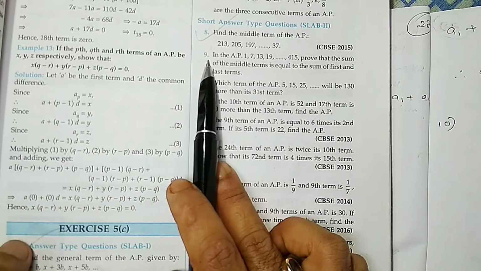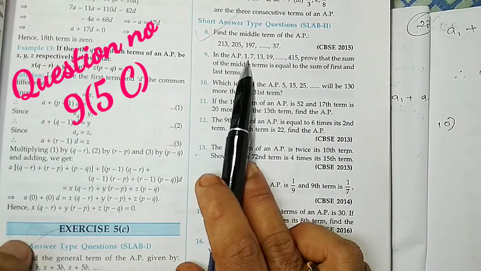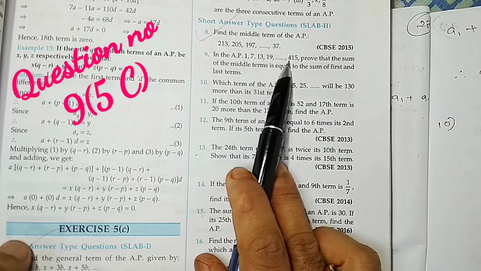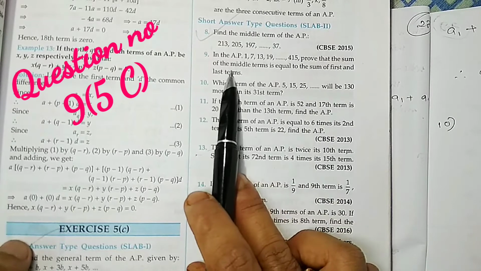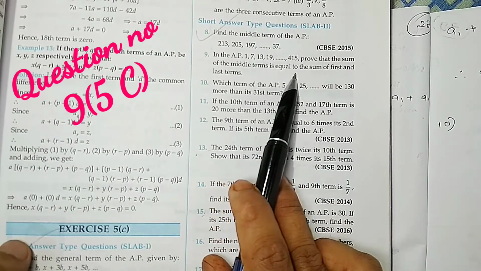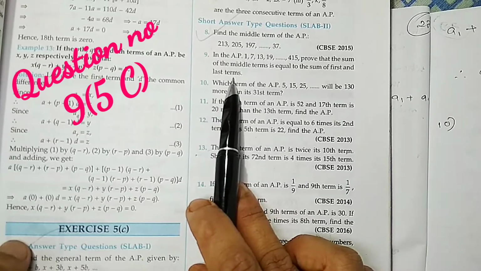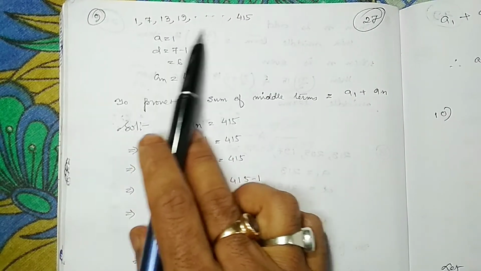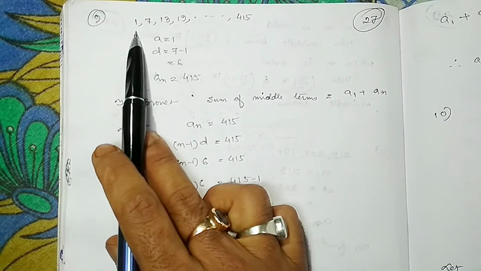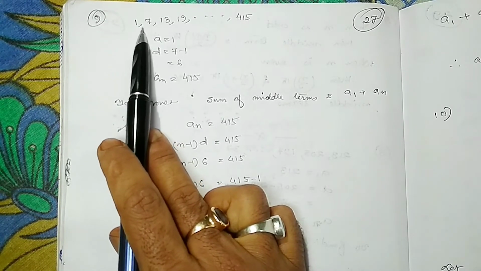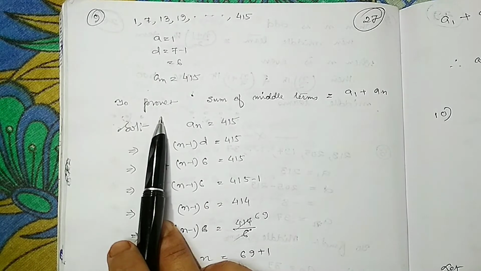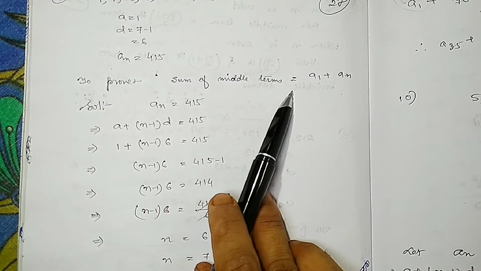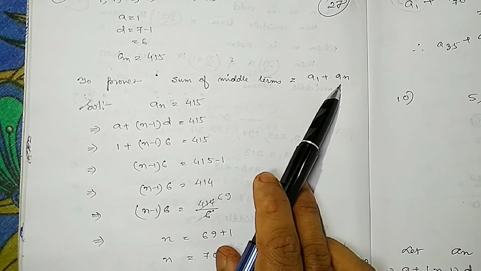In question number 9, it is given in the AP 1, 7, 13, 19 up to 415, we are to prove that the sum of the middle terms is equal to the sum of the first and last term. Just like the previous sum, here also I don't know the value of n. So a is 1, d is 7 minus 1, 6, and an is 415. And we are to prove the sum of the middle terms equals the first term plus the last term.